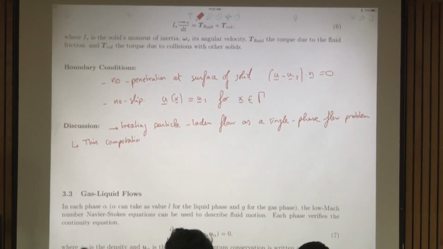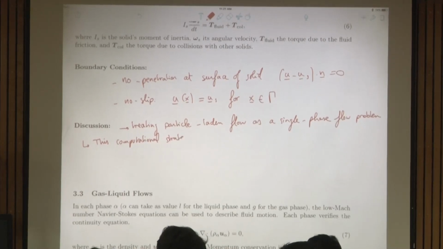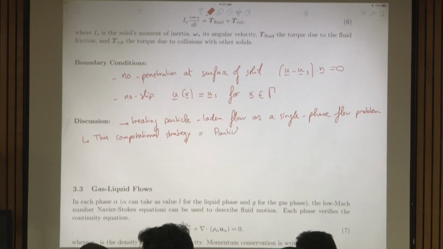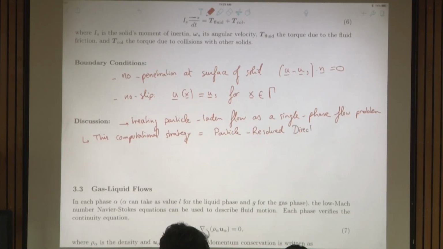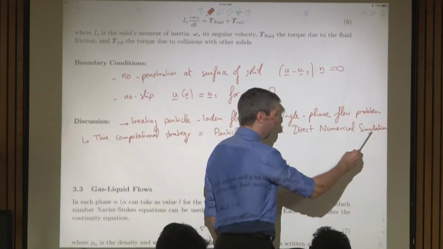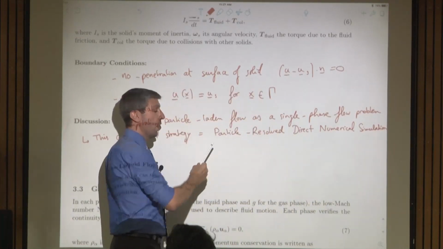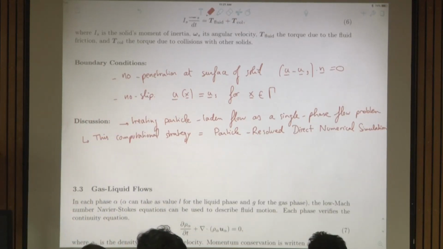This computational approach, or this computational strategy, is referred to as particle resolved direct numerical simulation, okay? For those of you who've had exposure to the field of turbulence, direct numerical simulation is what you call a simulation where all the scales of a turbulent flow, so a single phase turbulent flow, are captured. What we're saying here is that we're capturing all the scales of the turbulence as well as all the scales involved with the flow developing at the surface of the particle.